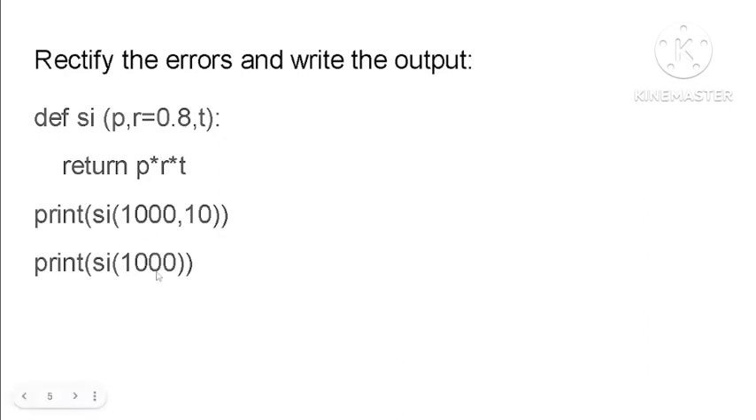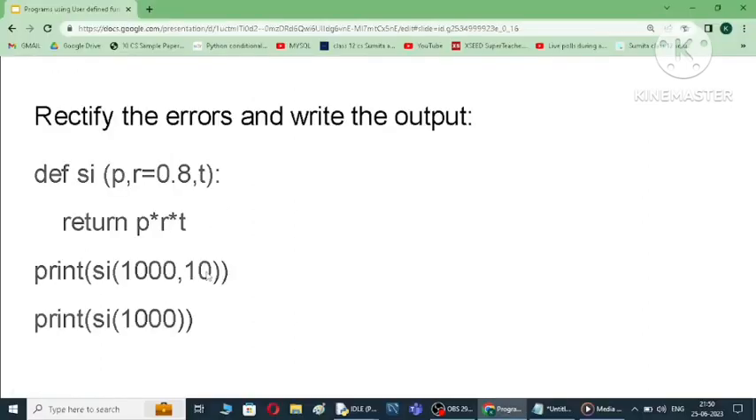But look at the next line, SI of 1000. So how many arguments are compulsory arguments? P and T. So two arguments are compulsory. But here I have given the value for only one. So this will cause an error. So how will you correct this program? Let us check.